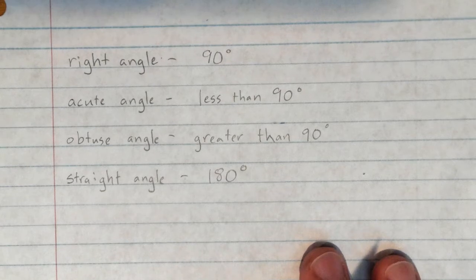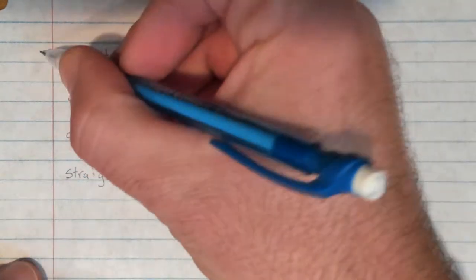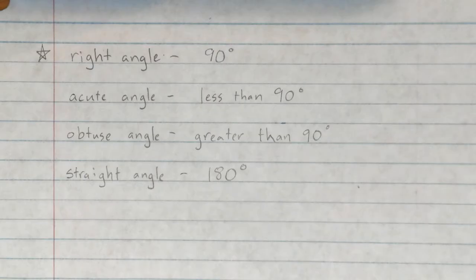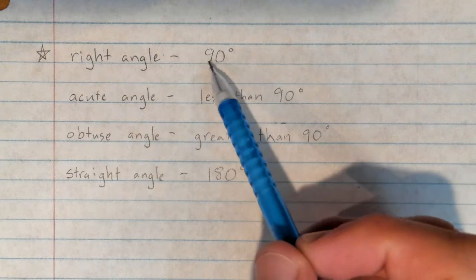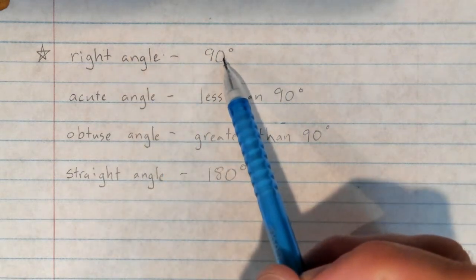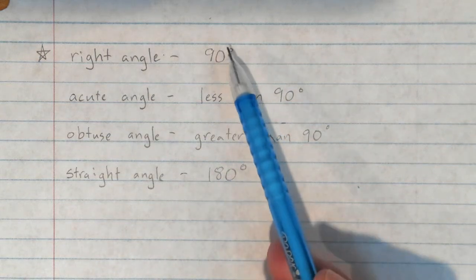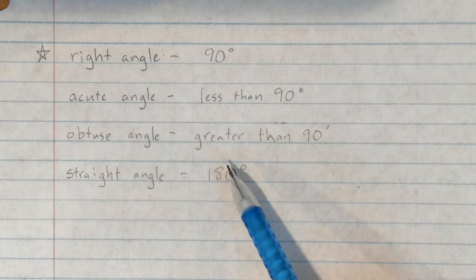So we've got these four major types of angles that we're talking about. 90 degrees, the right angle, is probably our most important because at least the next two are measured off of that. Now if I take two right angles and put them together, I get a straight angle, 180 degrees. Just 90 plus 90, right?